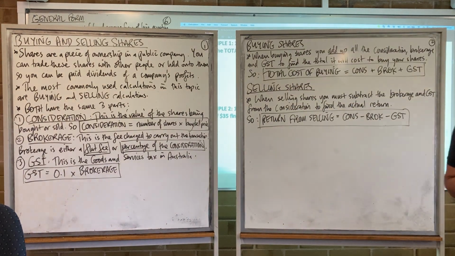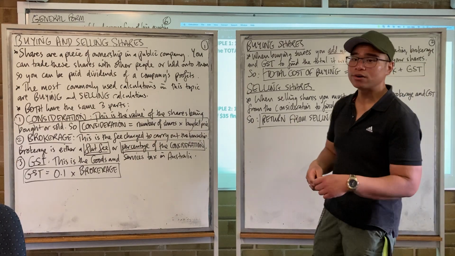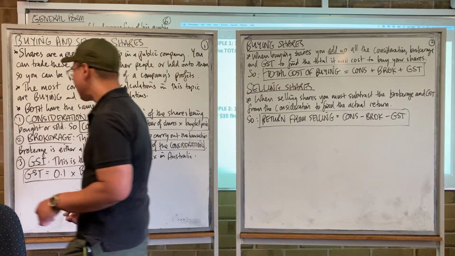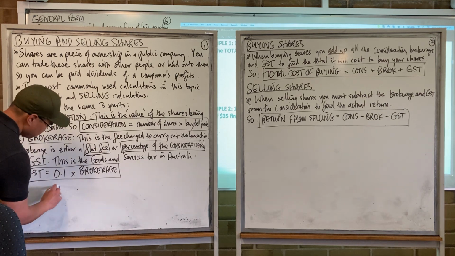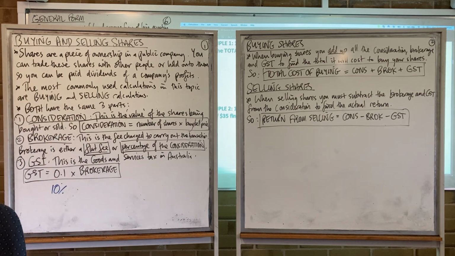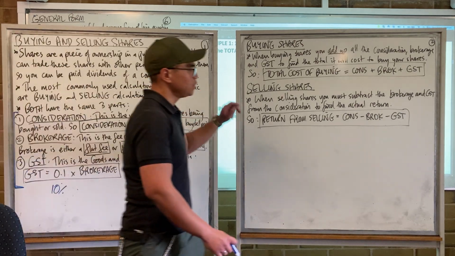GST is called the Goods and Services Tax. In Australia, it's currently 10%, which is where this 0.1 comes from. Because what would 10% be as a decimal if I jumped it twice to the left? 0.1, which is what it is in the formula. Okay? So probably on your cheat sheet, if you are doing the subject next year, that is what would go onto the cheat sheet.